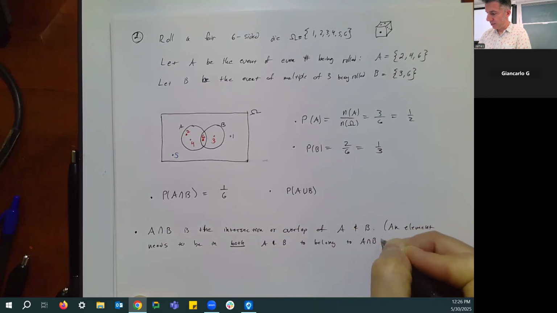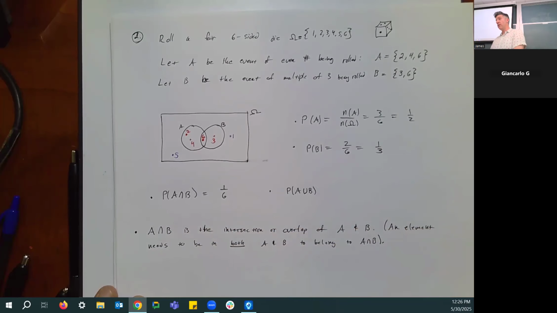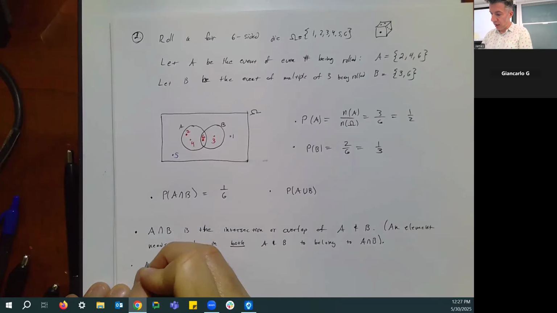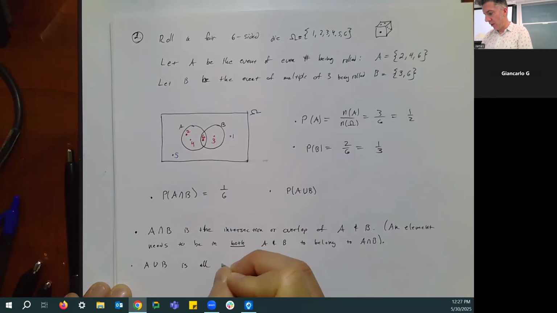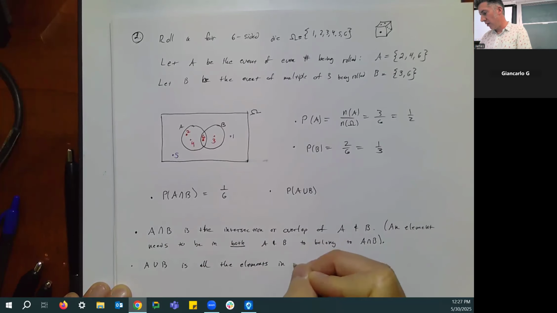On the other hand, the union is the set containing anything that is in either A or B. So A union B is all the things, all the elements, I guess to be more mathematically quick, in either A or B.